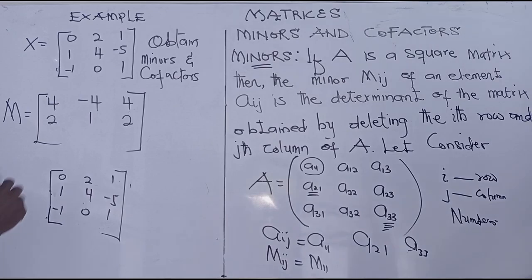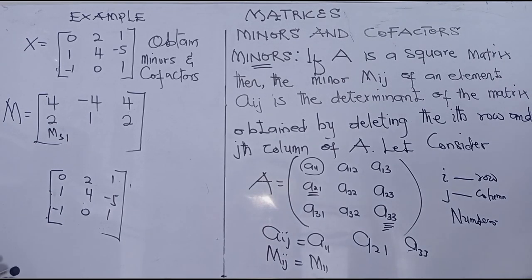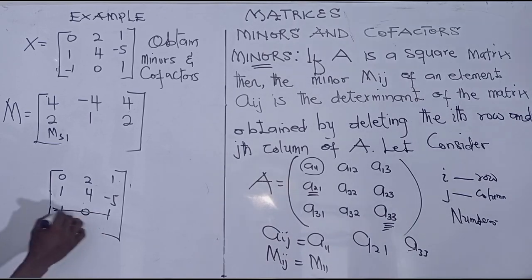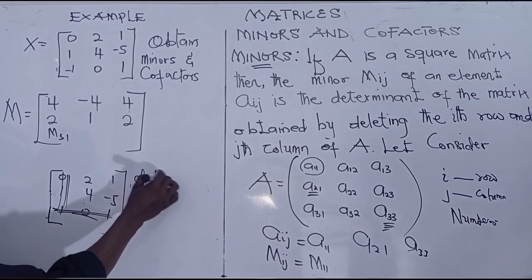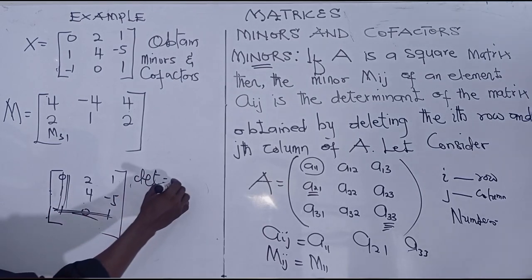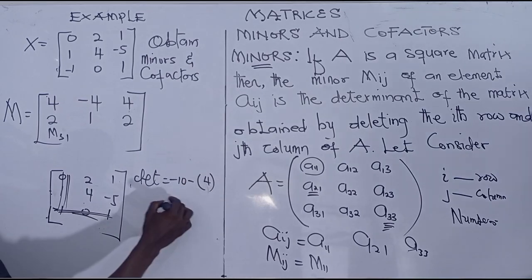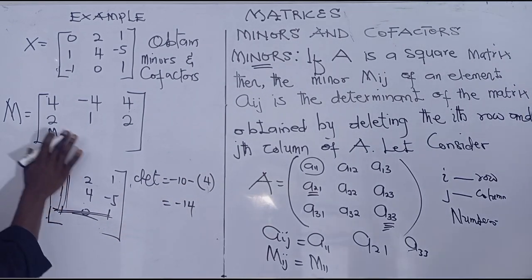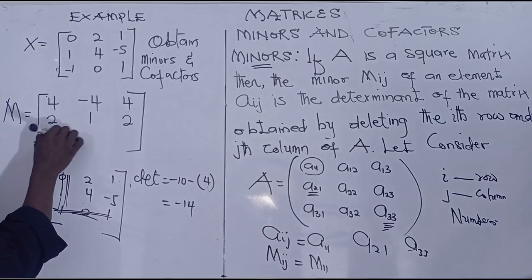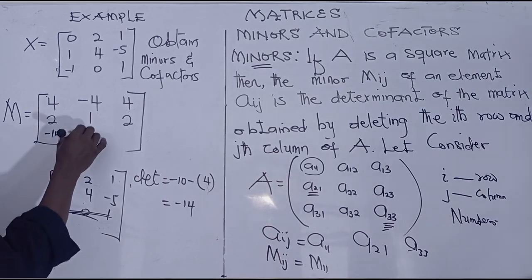Now let's look for this minor M31. Now M31 means that we should delete the third row and then the first column. Then we find the determinants. This time this is going to give us minus 10 minus, this is giving us what? 4. So this is going to give us what? Minus 14. So M31 is going to be what? Minus 14.